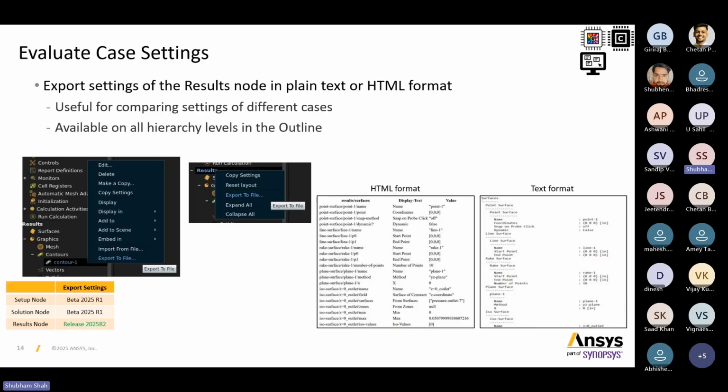We can also evaluate the case settings using the exporting options. Earlier we could only export in HTML format, but now you can also export the results in text format, PPTs, and PDFs as well. So this is an example of how we can do it. We can right click on it, export to file, and then select in which format we want to do it.